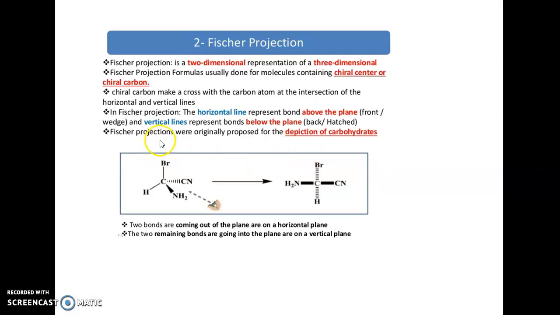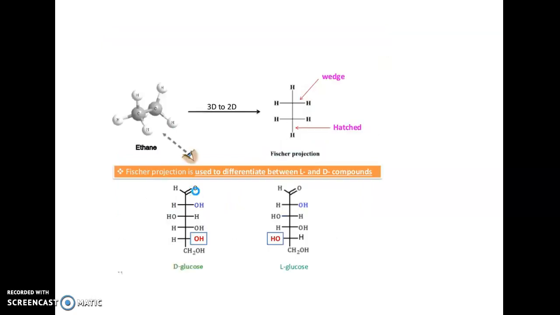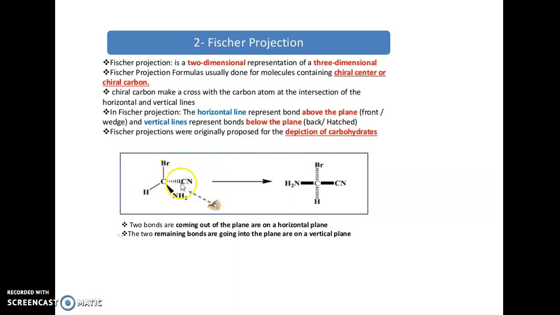These were originally proposed for depiction of carbohydrates. I think in second PUC you might have heard about what carbohydrates are. So here this is one molecule with 4 different groups. Again it is a chiral carbon.